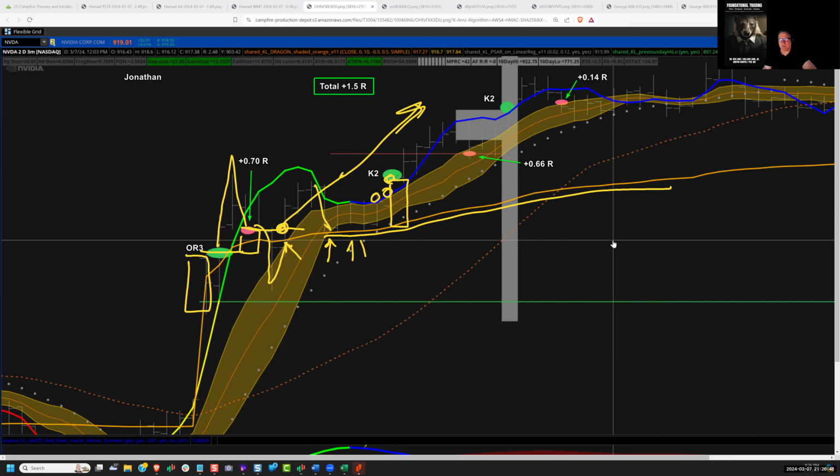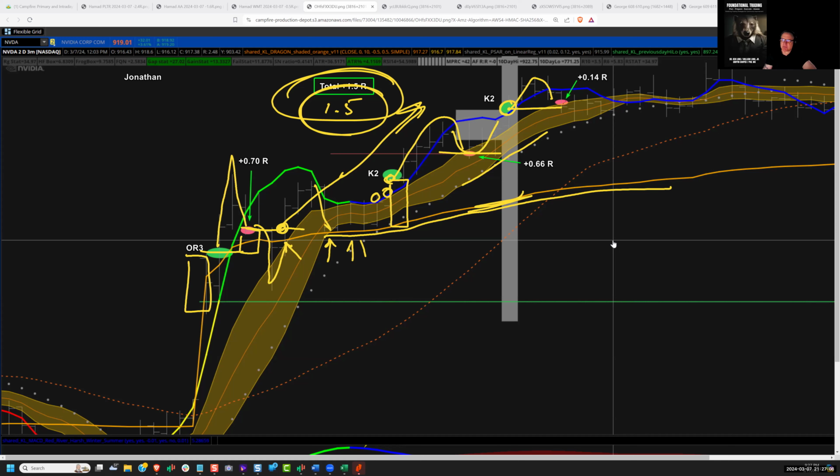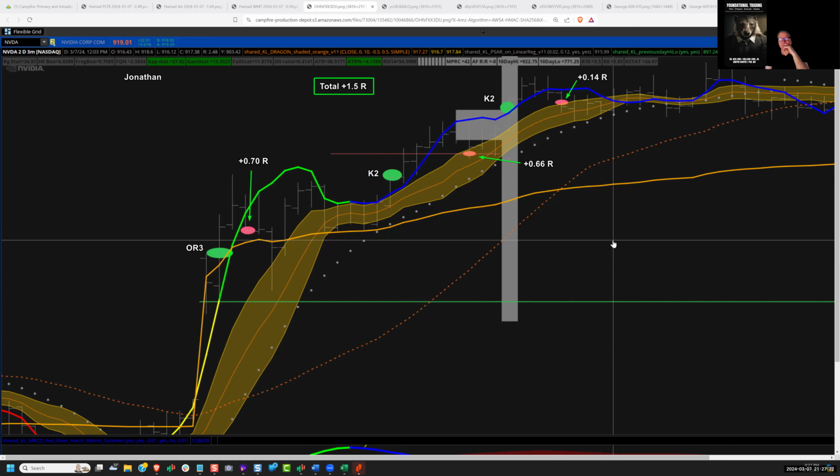Risk right there. Gets paid. 1.5. What's wrong with that? Nothing. It holds above the PSAR, well above the VWAP. When this reverses, perfect. Gets paid another little piece. All of that contributes to 1.5. And done. Done. 90 minutes.